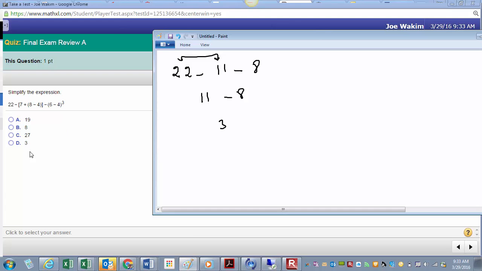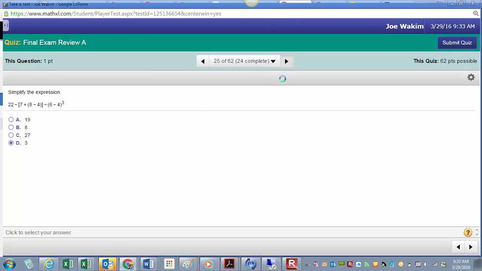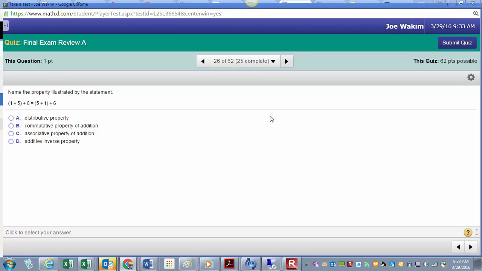Let's try number 26. Name the property. Now this is a property. You have 1 plus 5 plus 6, and 5 plus 1 plus 6. Notice the order has changed. If this was associative property, it would be 1 plus 5 plus 6 and then 1 plus 5 plus 6. The order of parentheses would change. But now you notice that the order of the numbers changed. So that's a commutative property.